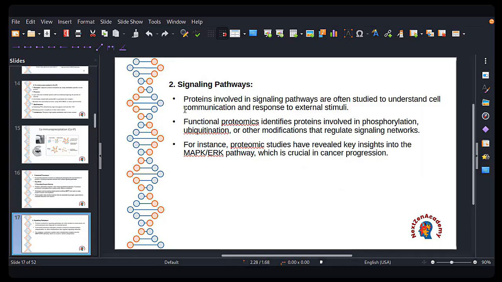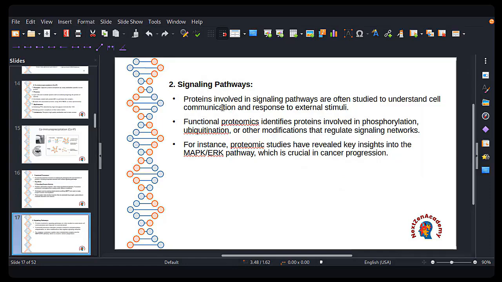signaling pathways. Proteins involved in signaling pathways are often studied to understand cell communication and response to external stimuli. Functional proteomics identifies proteins involved in phosphorylation, ubiquitination, or other modifications that regulate signaling networks. For instance, proteomic studies have revealed key insights into the MAPK/ERK pathway, which is crucial in cancer progression. Right? Okay.